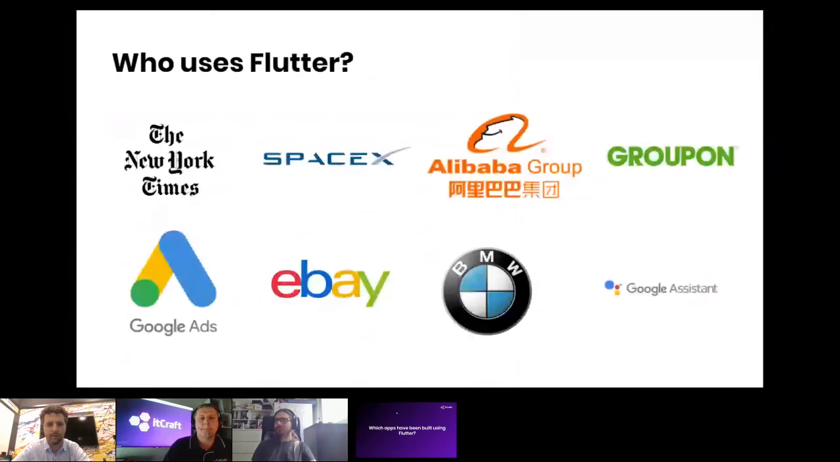Let me share my screen. There are a few logos here. Of course, you can see some examples from Google's portfolio. So Google Ads mobile application, Google Assistant application. Google is doing the marketing for its own tech, that's obvious. But also they've managed to acquire big customers like Alibaba Group or Groupon, SpaceX, eBay, BMW. You can find a few more logos on the Flutter landing page. But it's still young tech. So there are more and more companies that are starting to use Flutter.